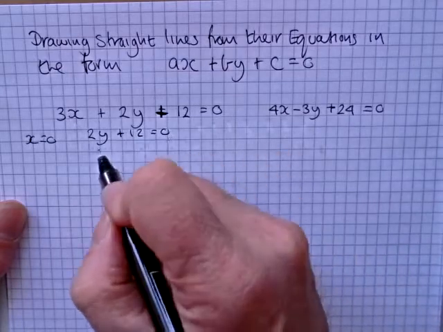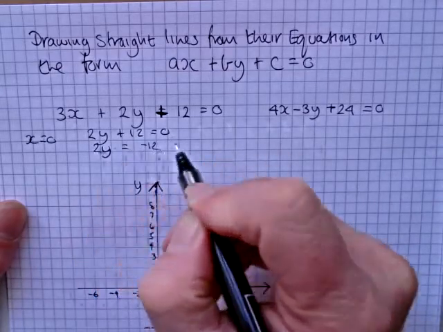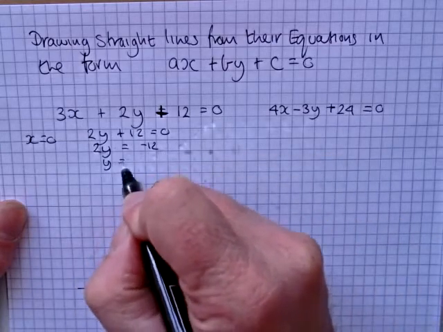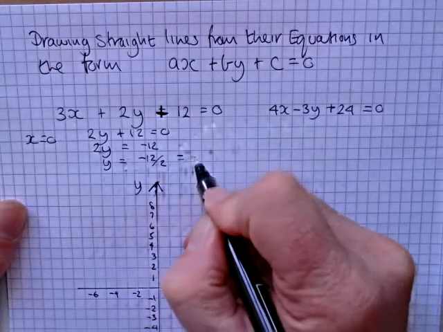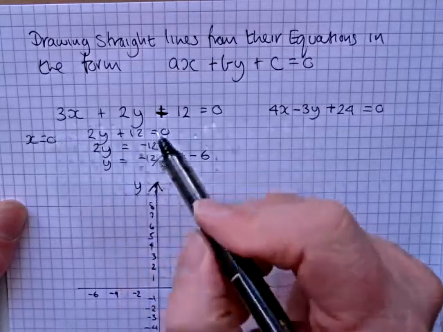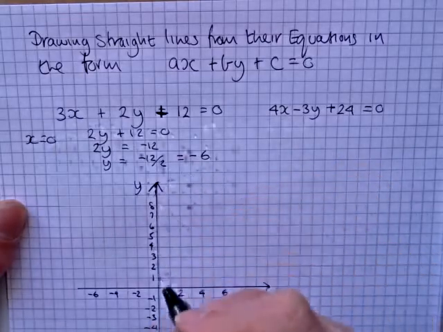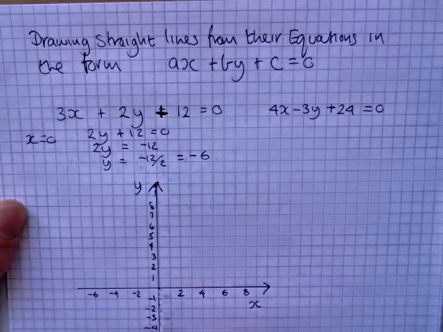If we solve that equation, we say 2y equals minus 12, and then y equals minus 12 divided by 2, which equals minus 6. Then we know that when x is 0, y is minus 6. So we plot the point 0, minus 6.